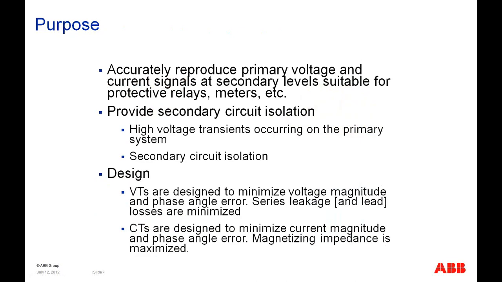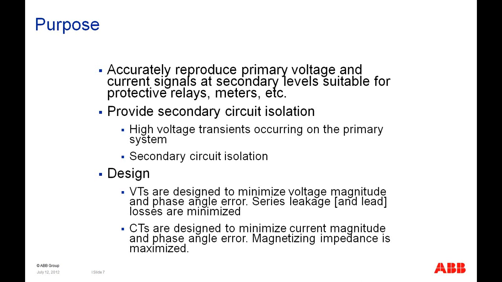So what do we use these things for? We can't use the primary voltage and primary current because it's too high, so we have to accurately produce a replica of that primary voltage and current at a lower value so they can feed into our meters and relays. This device provides isolation between the primary and the secondary, so a high voltage transient on the primary won't necessarily be reflected on the secondary. And we also provide some secondary circuit isolation to the relay because of that.